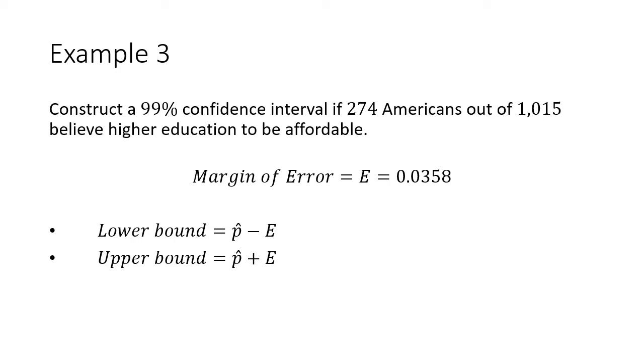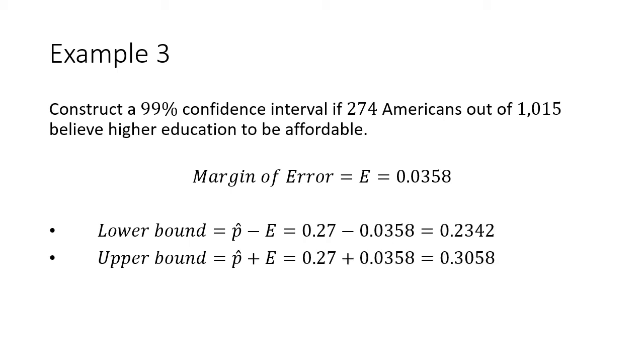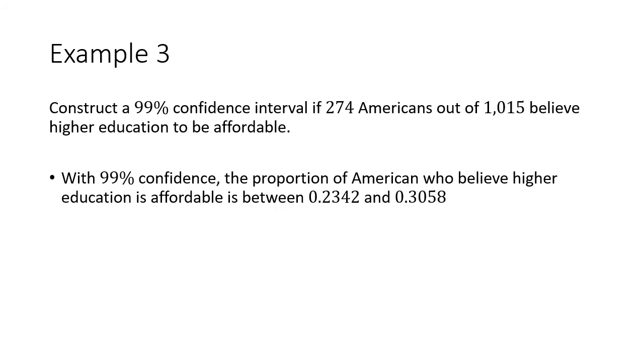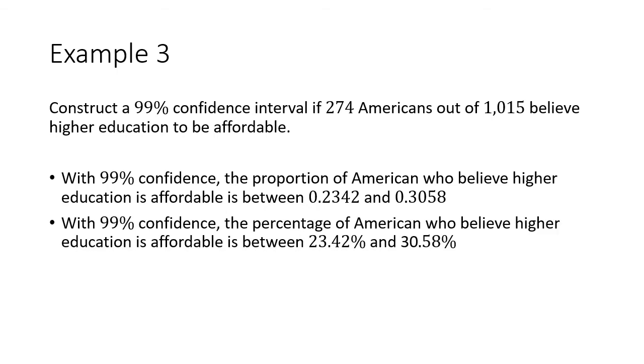Once we have my margin of error, we can, again, calculate my confidence interval, so my lower bound and my upper bound. Same idea: take the point estimate, 0.27, and subtract the margin of error, then add the margin of error. So here's my interval now between these two values. And my conclusion: with 99% confidence, the proportion of Americans who believe higher education is affordable is going to be between my lower and my upper bound, between 0.2342 and 0.3058.